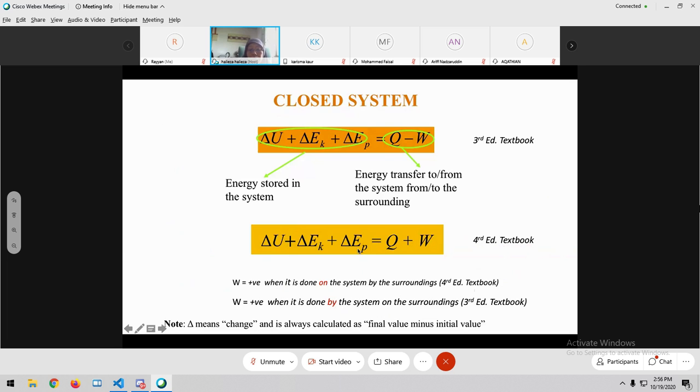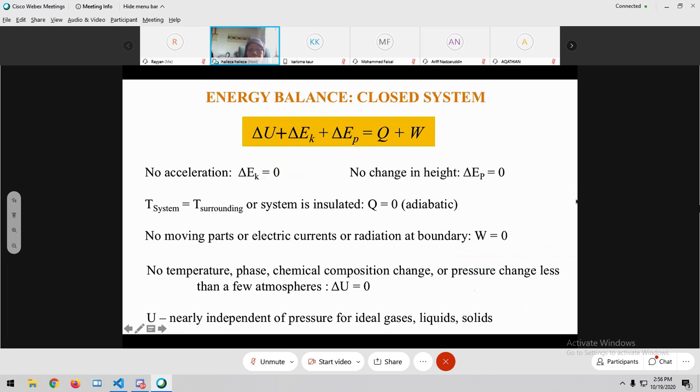Remember the delta signifies a change of this value. This is a closed system. When you have no acceleration, kinetic energy is 0. That means there's no change in velocity. With no change in height, potential energy is 0.